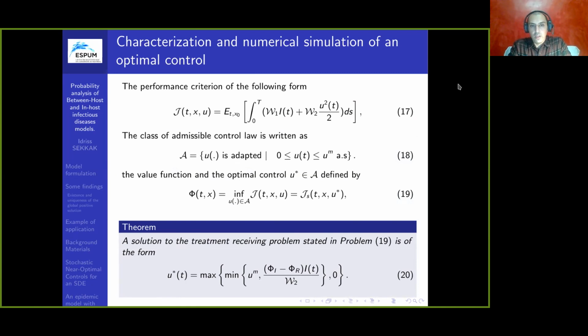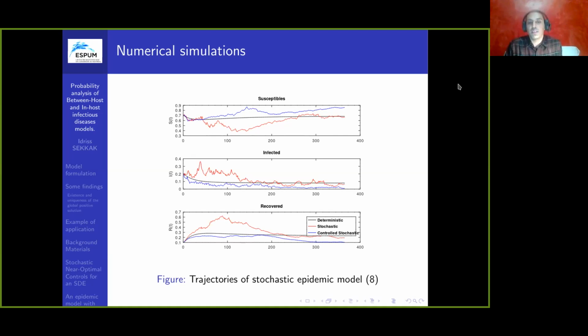And for the simulation of the scenario, you can see that having a treatment control will reduce the infected size of the population even lower than the deterministic path. And we can see there are jumps in our model. It reduced also the jumps. Here, the U was included just in the deterministic part, or the drift of the SDE.